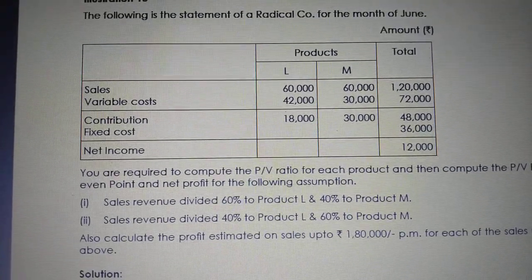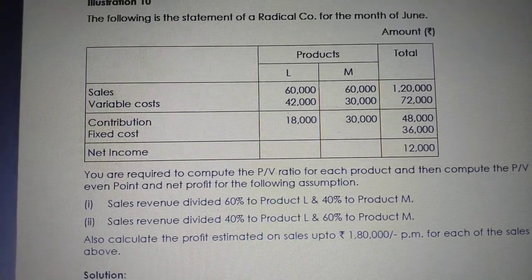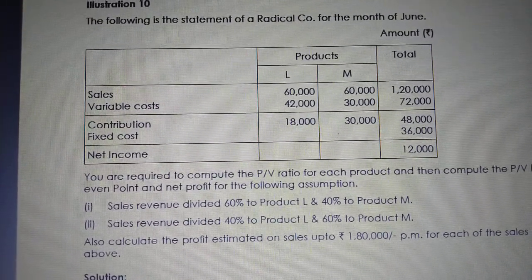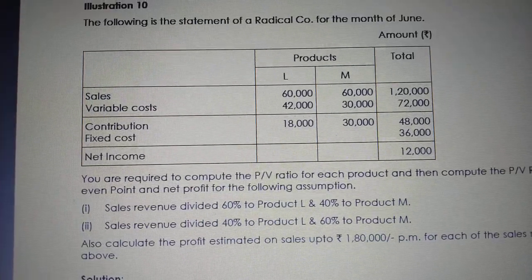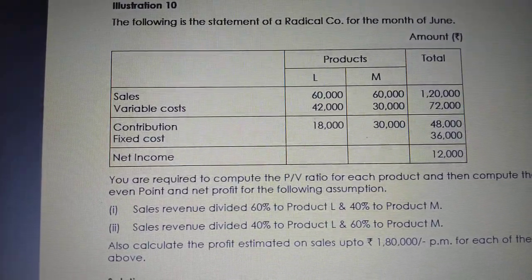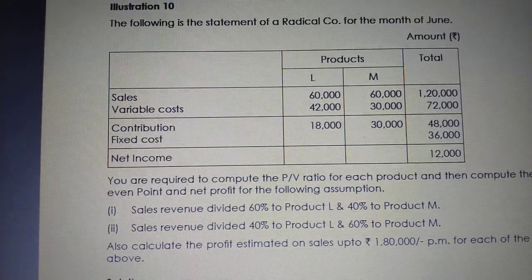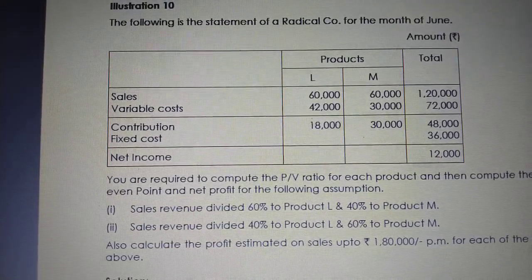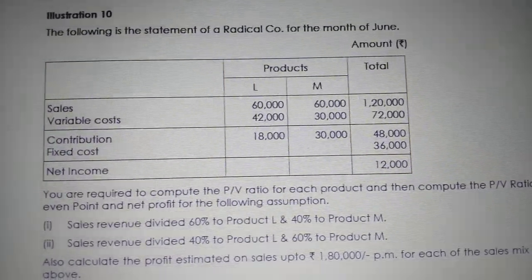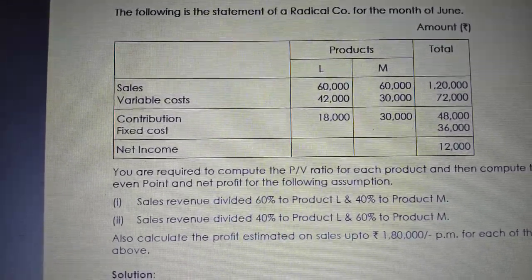So this is their present portfolio, their present structure. Present sales for L is 60,000. Present sales for M is 60,000. Present variable cost is 40,000 for L and 30,000 for M. Total together they have given. So this is the present structure.